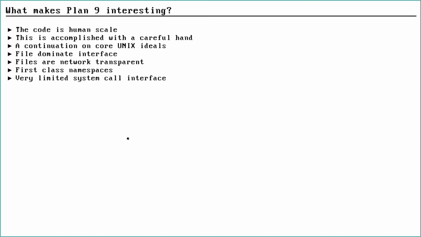Like I mentioned earlier, a lot of the ideas for how these things are constructed are based on Unix. A lot of file system interfaces, files are inherently network transparent due to 9P, and we'll get more into that in a little bit. We have first-class namespaces, which allows us to do a lot of stuff, both in the security domain and organizational domain. The namespaces are very powerful.